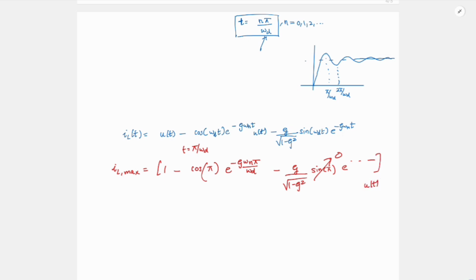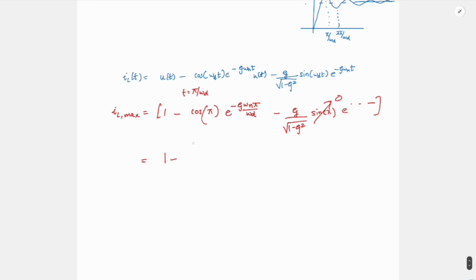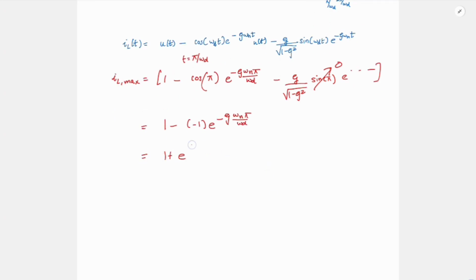So this into u of t, and we are concerned with t greater than 0, so I can remove this. So this comes to be 1 minus cos pi, which is minus 1, e power minus zeta omega n pi by omega d. My omega d is omega n root of 1 minus zeta square, right? So this is 1 plus e power minus zeta pi by root of 1 minus zeta square. So this is your final expression, IL max. If you recall, everywhere they'll only mention this term. They'll call it peak overshoot or max overshoot.